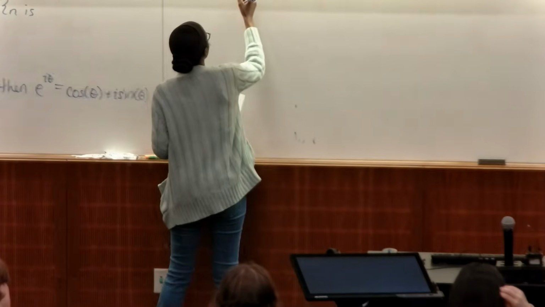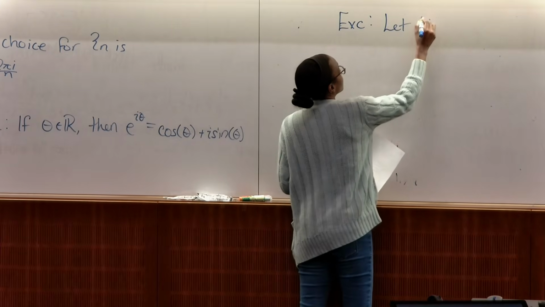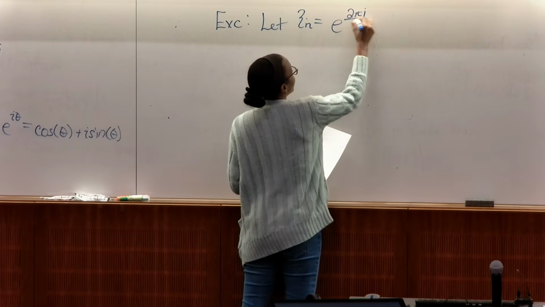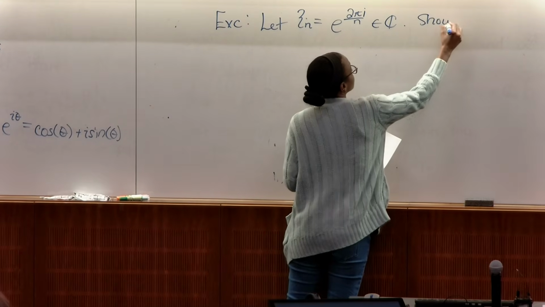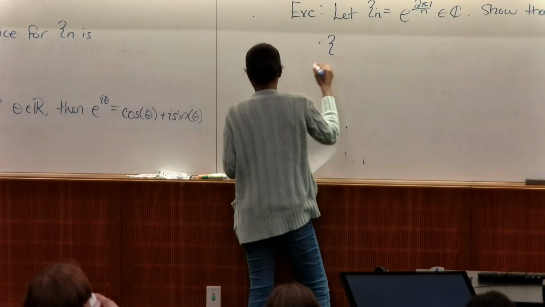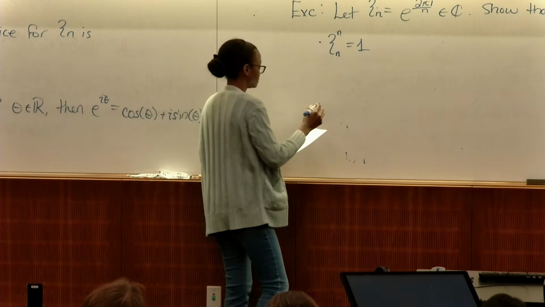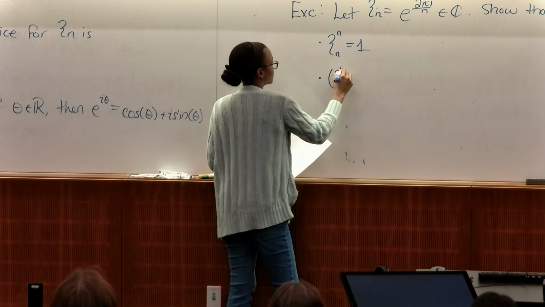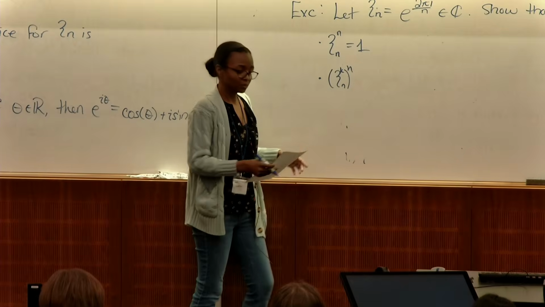So here's an outline for the exercise that I would like you to do. We're going to choose the zeta n that I told you, e to the 2 pi i over n, a complex number. I want you to show that zeta n to the nth power is 1. If I take any other power of zeta, it is also an nth root of unity.